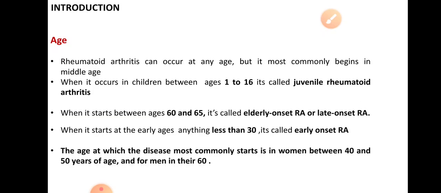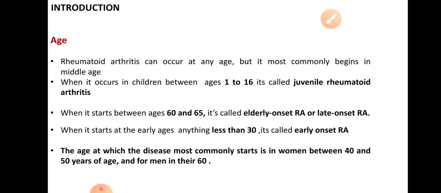Coming to the age here, rheumatoid arthritis can occur at any age, but it most commonly begins in the middle age. When it occurs in children between ages 1 to 16, it is called juvenile rheumatoid arthritis. When it starts between the ages 60 and 65, it is called elderly onset of RA. When it starts at the early ages, anything less than 30, it is called early onset of RA.